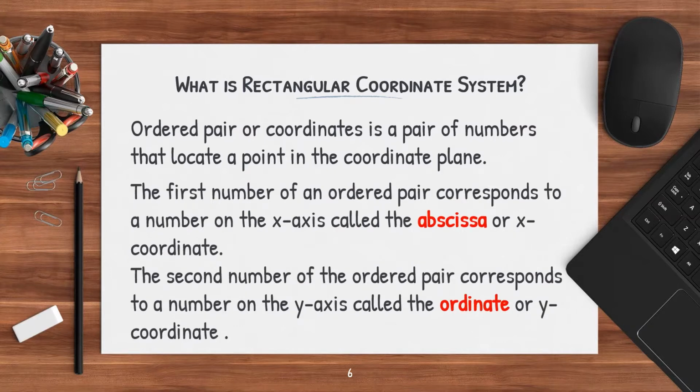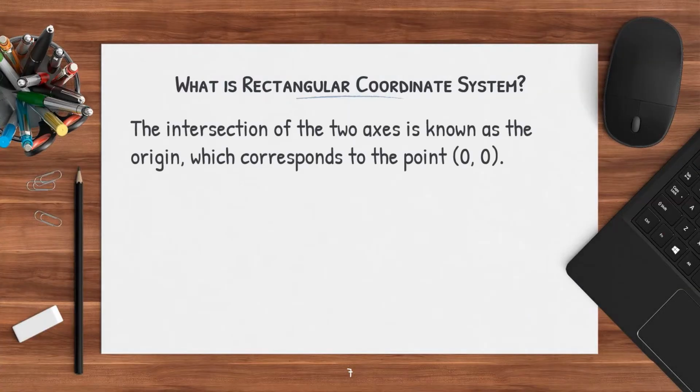The first number of an ordered pair corresponds to a number on the x-axis called the abscissa or your x-coordinate. The second number of the ordered pair corresponds to a number on the y-axis called the ordinate or y-coordinate. The intersection of the two axes is known as the origin, which corresponds to the point (0, 0).